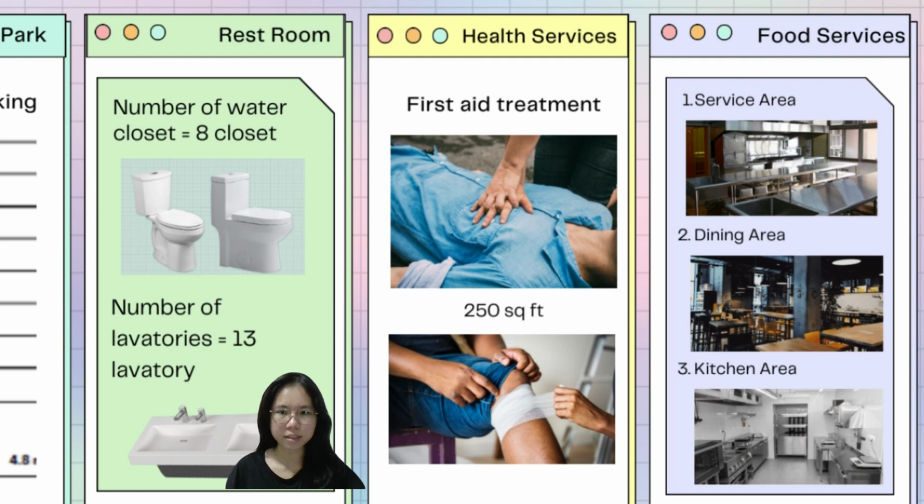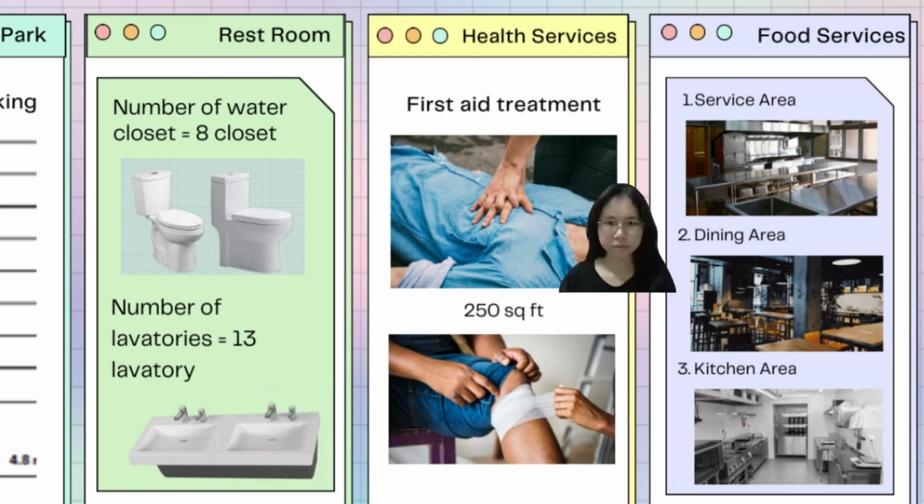Then health service. To improve productivity, maintain a safe working environment, and promote employee well-being, a facility must offer health service such as first aid treatment. The room is 250 square feet as it requires a nurse.